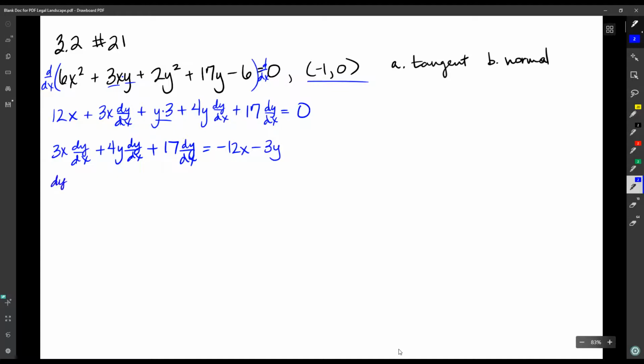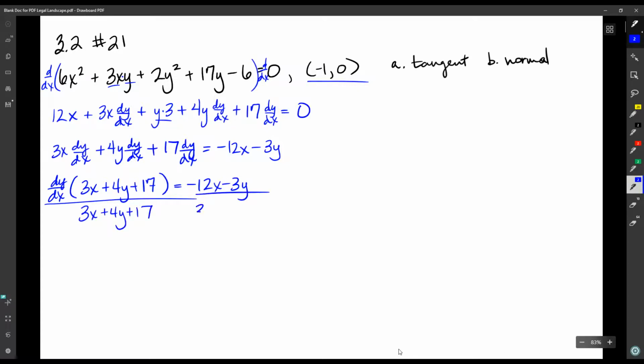Then we're going to factor out the dy/dx, leaving us with 3x plus 4y plus 17. And then on the right is still the -12x minus 3y. We'll divide by that remaining factor, 3x plus 4y plus 17, on both sides of this equation.